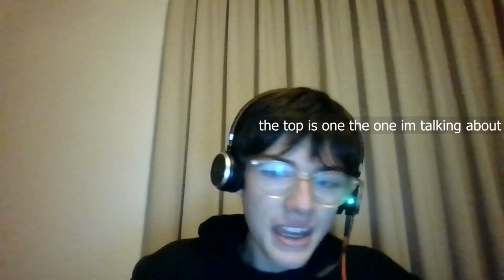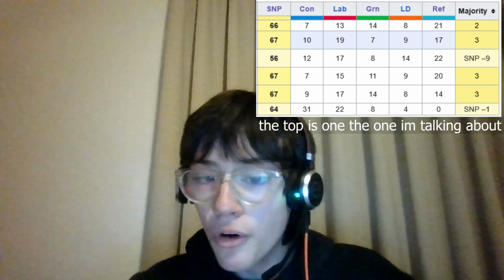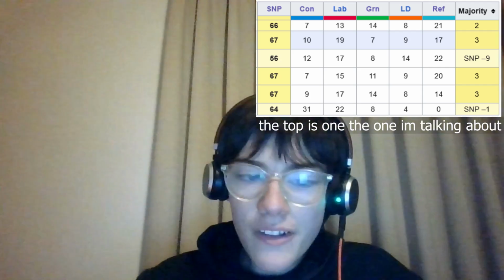Now, current MRP polling, which, yeah, I don't know what that is either, basically means fancy polling, shows the SNP getting 66 seats, Reform at 21 seats. Surprisingly, the Greens in third with 14 seats, although this poll seems to be a bit of an outlier. Most other ones have Labour third instead of the Greens. Then Labour in fourth here with 13 seats, the Liberal Democrats with 8 seats, and finally the poor old Conservatives with a whole 7.